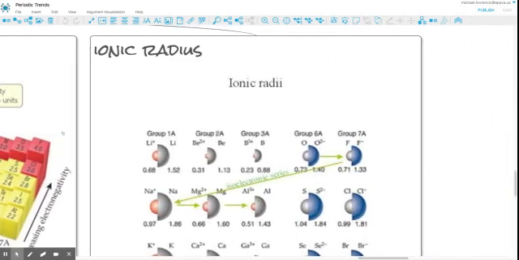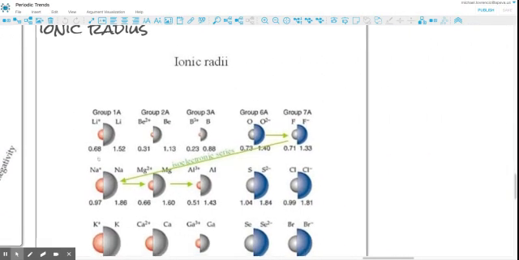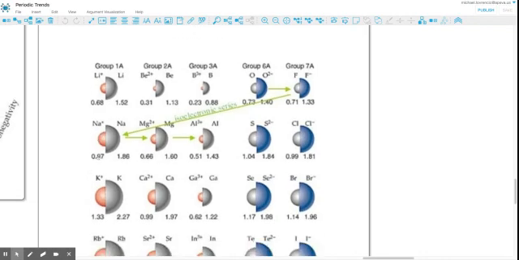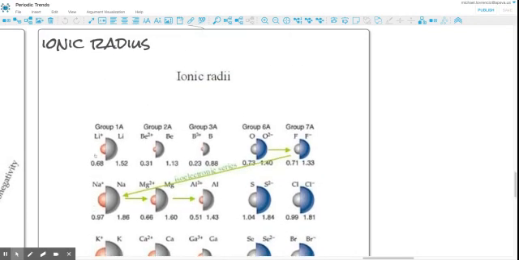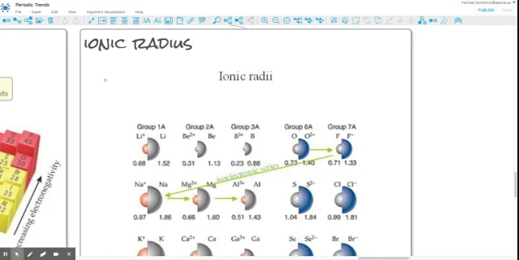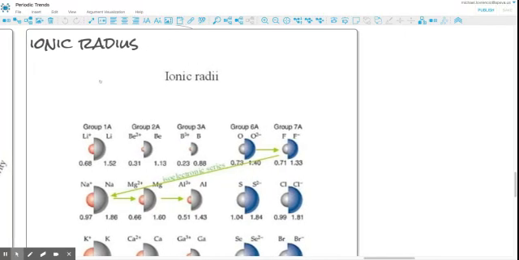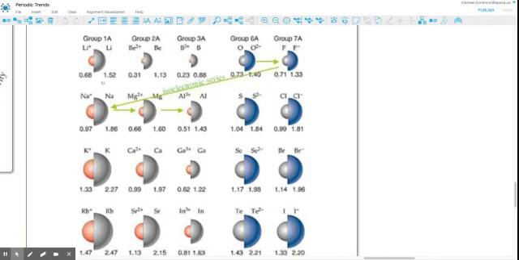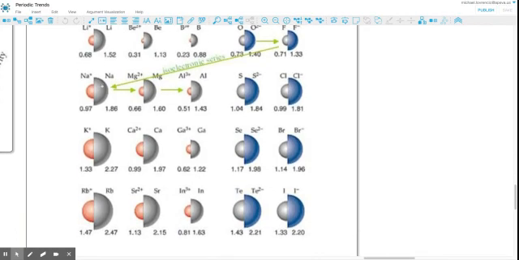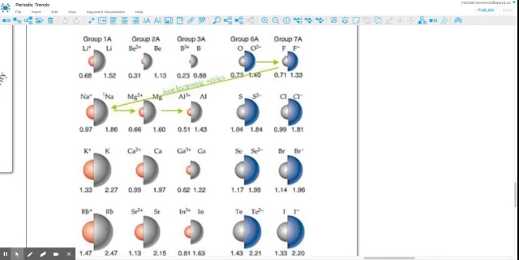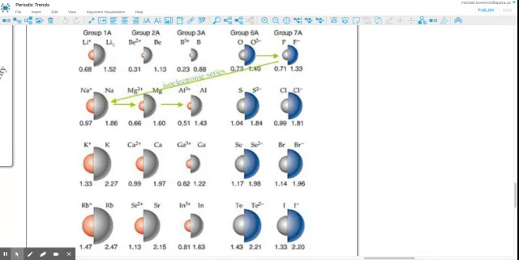Now, as we talk about losing electrons and forming ions, we can't ignore the size of an ion, or ionic radius. You'll notice that in general, ionic radius and atomic radius follow the same trend for the same reason. But there are some important things to point out.